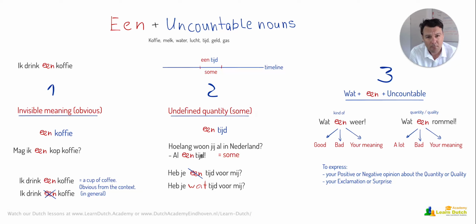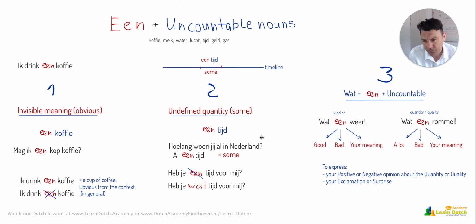Already some time. Alright, but we are not going to use een in this context for questions. So you wouldn't say, heb jij een tijd voor mij? No, this would be a mistake. You need to use wat. And wat in this context means some. Heb jij wat tijd voor mij? Do you have some time for me?